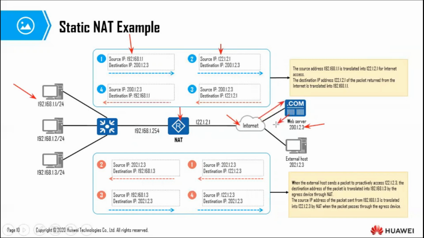Then this guy is going to reply. In replying, that's what we have here in step number 3. The destination IP address is what was the source address when it received that packet. So it's going to reply to 122.1.2.1. When that particular packet gets to the egress device again, the destination IP address is going to be translated from the public one to the private one, which is 192.168.1.1. And that packet is going to be sent into the internal network. And finally, it's going to get to this guy.